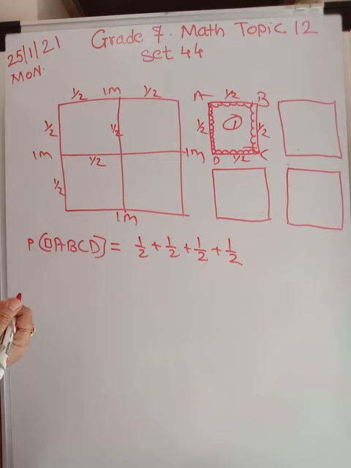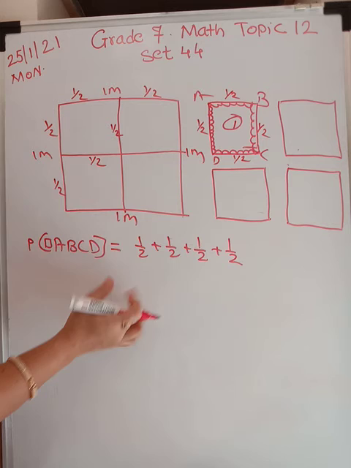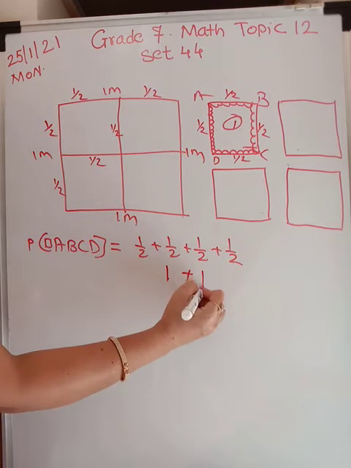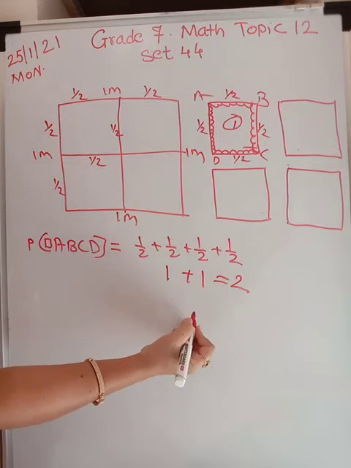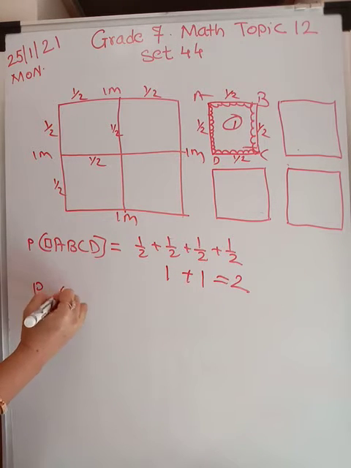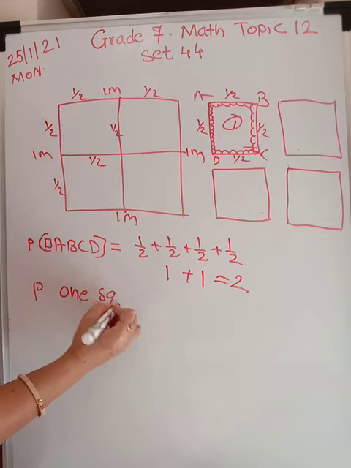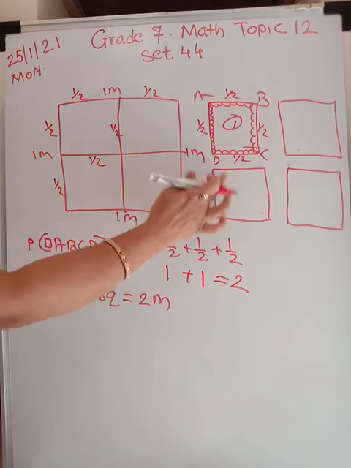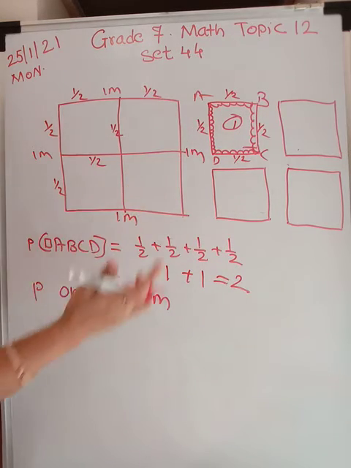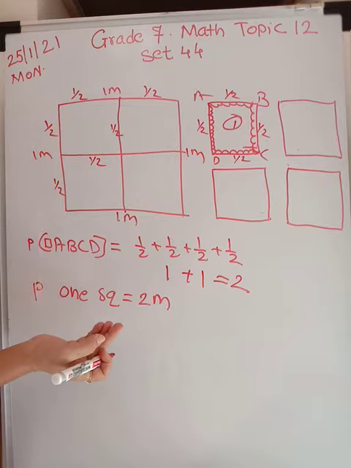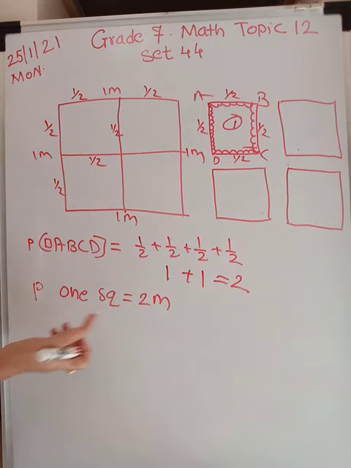It is a square, so you also can write 4 into half. That is the formula which we have learned. This is for your understanding. Half plus half is 1, plus half is 1. So 1 plus 1 would be 2. So what is perimeter of 1 square? So perimeter of 1 square is equal to 2 meters. So how much lace will be required for 1 square or 1 napkin, cutout of napkin? We require 2 meters.